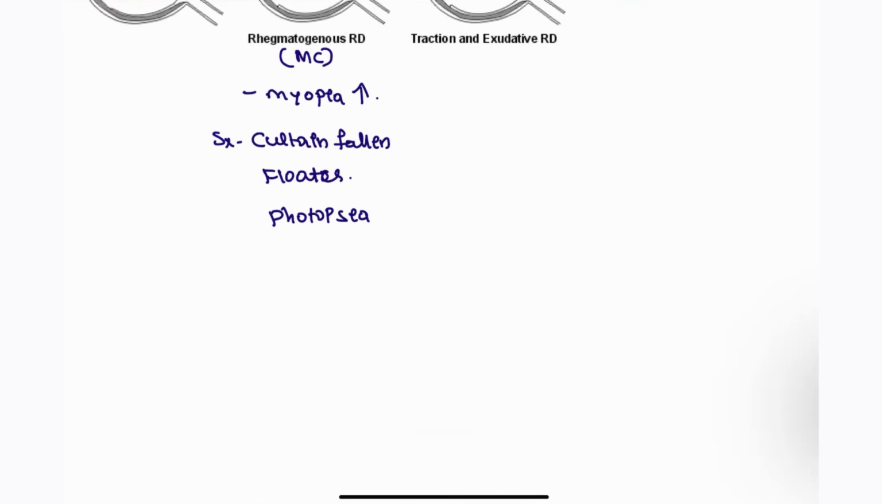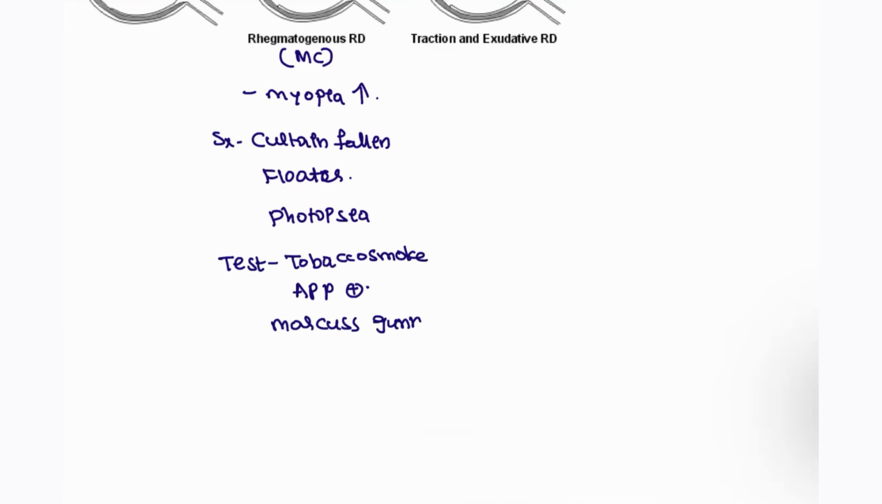Next, on examination, when you see this patient, you are going to do the scanning. On the scan, you are going to see a tobacco smoke appearance. Another feature is Marcus Gunn pupil. Marcus Gunn pupils are seen in myopia also.